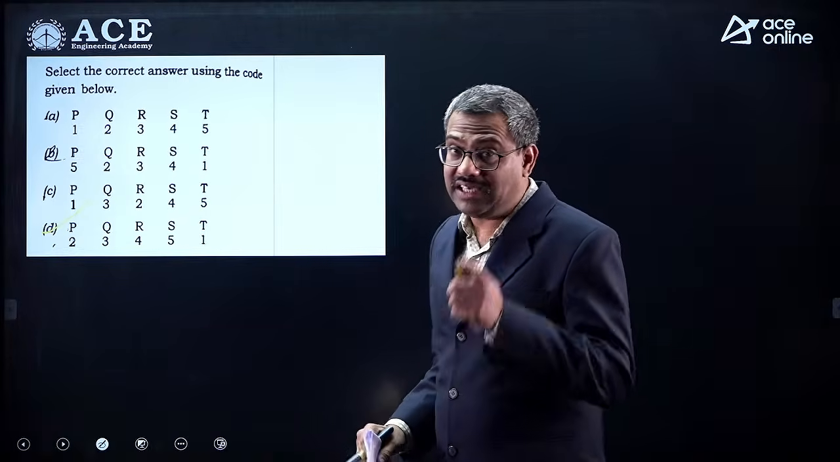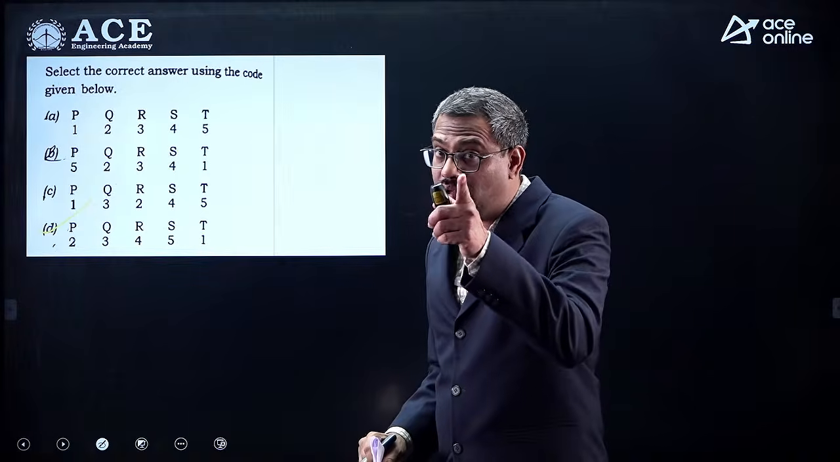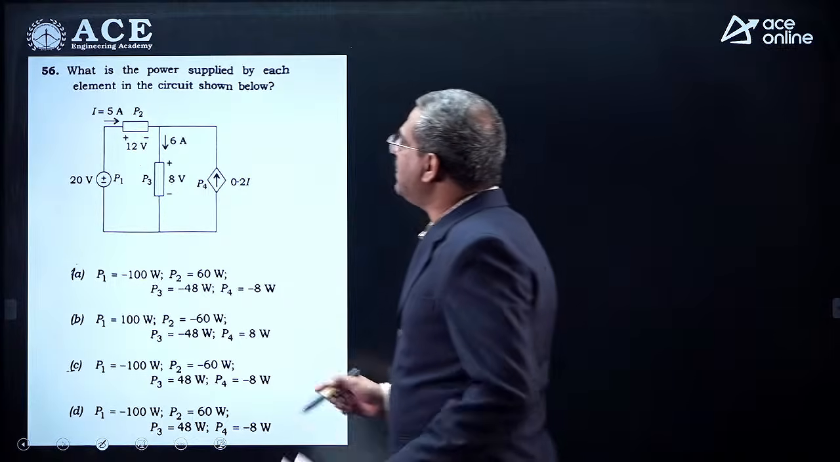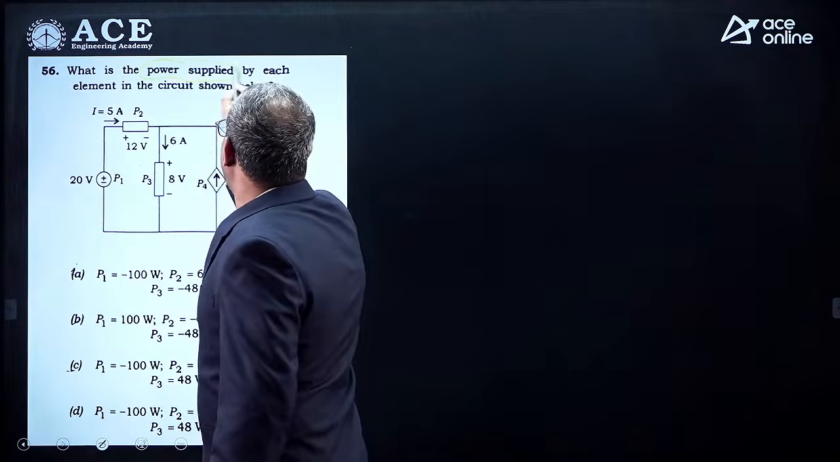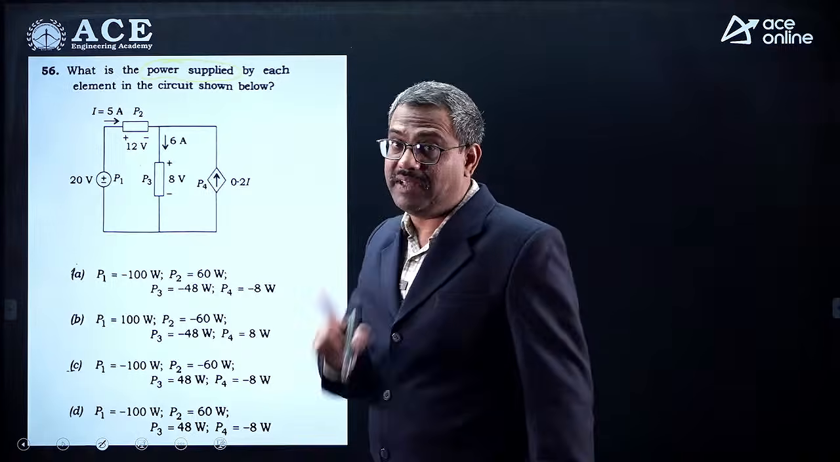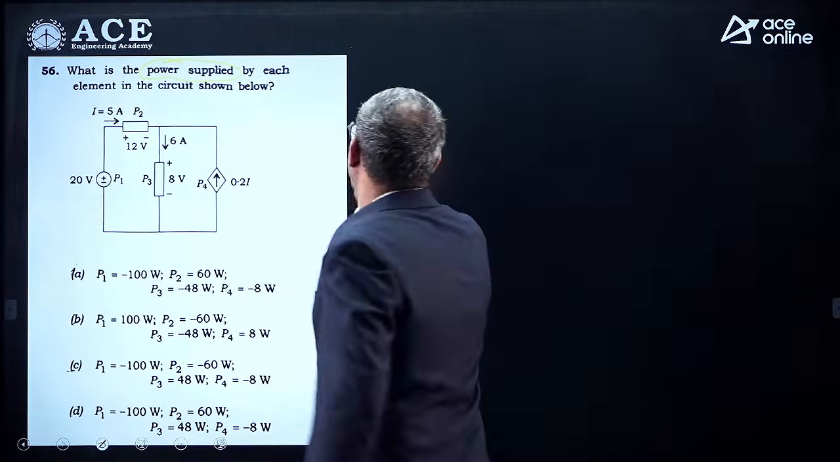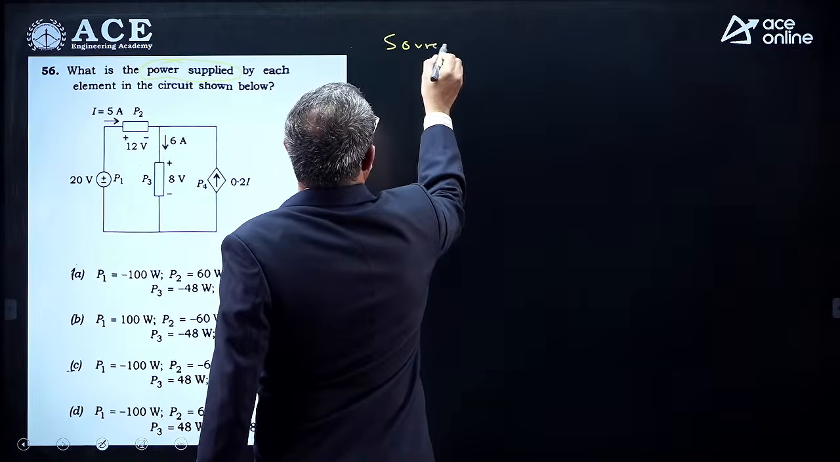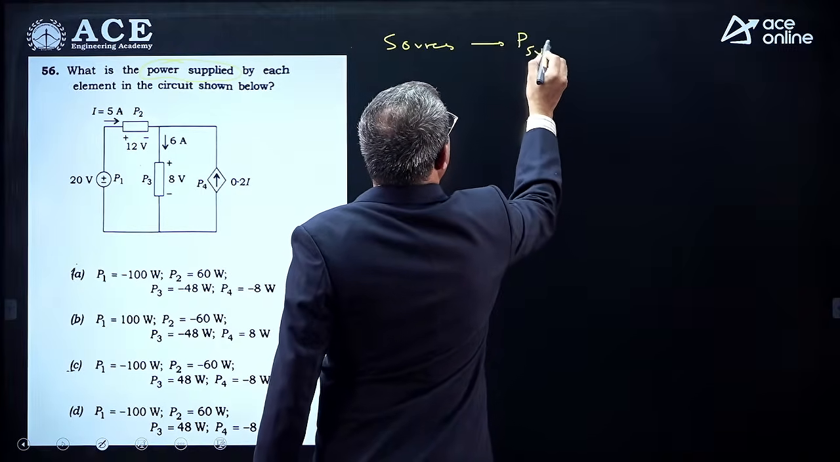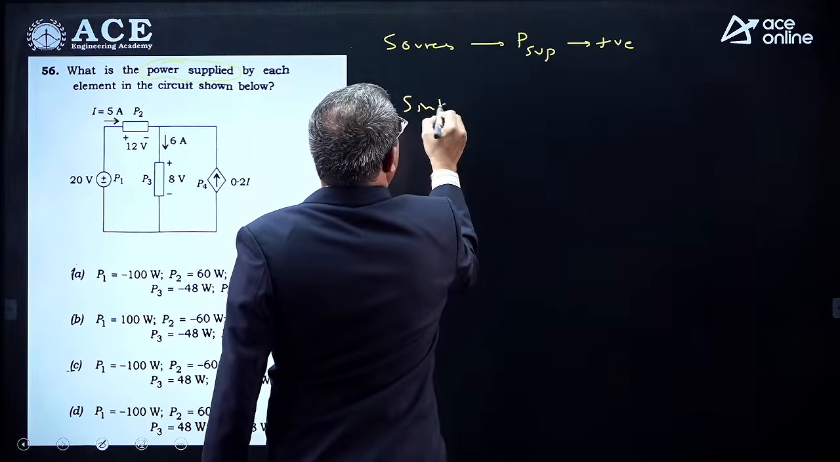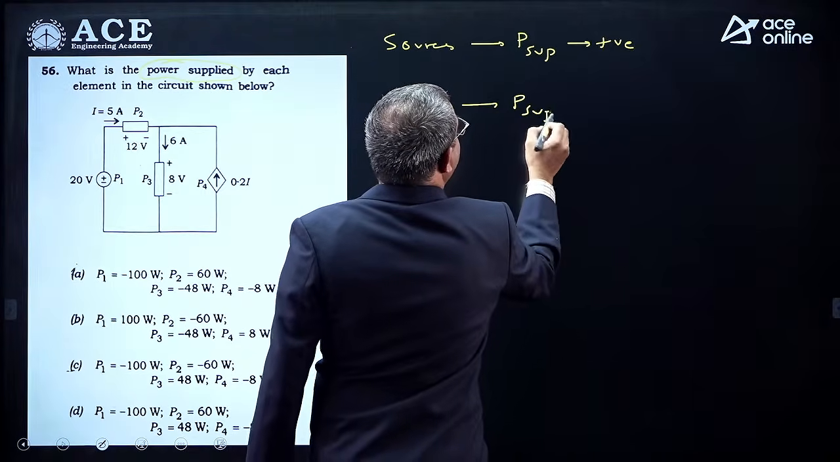So that means e power minus 1, e power minus 2, I made you write in my notes, do you remember? Now what is the power supplied by each element? Power supplied means source. So very simple: if it is a source, power supplied is positive, but if it is a sink, power supplied is negative.